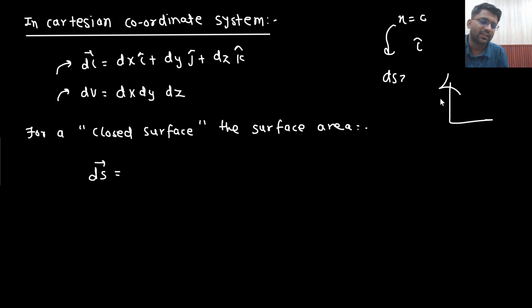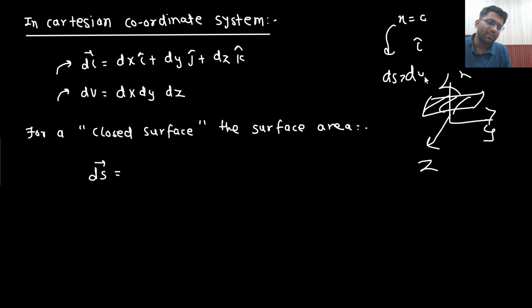X equals constant. Just think about it. This is your x axis, this is your y axis, this is your z axis. X equals constant means this will be the surface area you will be getting. You are moving in the yz direction, and the direction will be plus or minus i cap. So dy dz direction could be plus minus i cap.